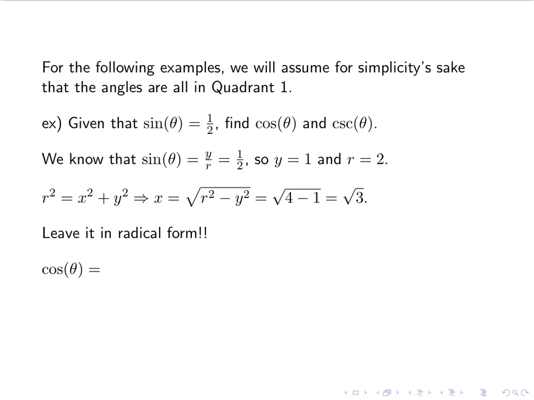And then we go back to our definitions. Cosine of theta is x over r, which is root 3 over 2. Cosecant of theta is r over y, which is 2 over 1, which is 2. So make sure you always simplify your answers. Don't leave it as 2 over 1. We know that that's 2.